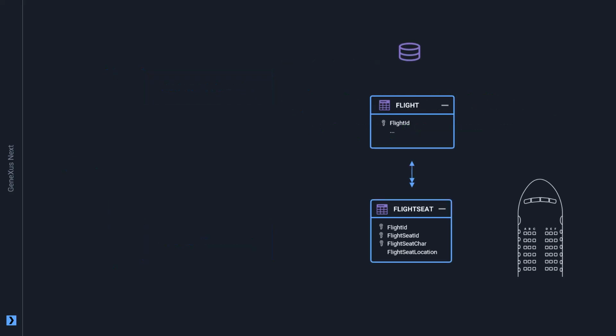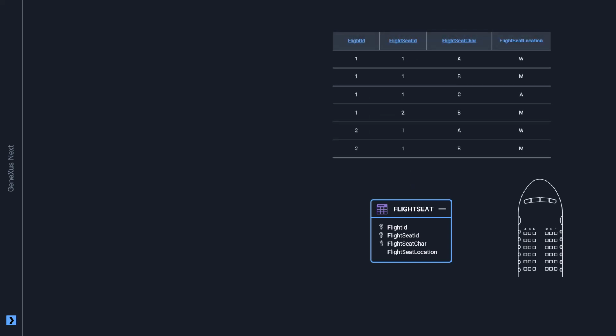If from anywhere we wanted to count all the records in the flight seats table to determine the total number of seats for all the existing flights in our database, let's assume this is the current data in the table. We use the count formula.